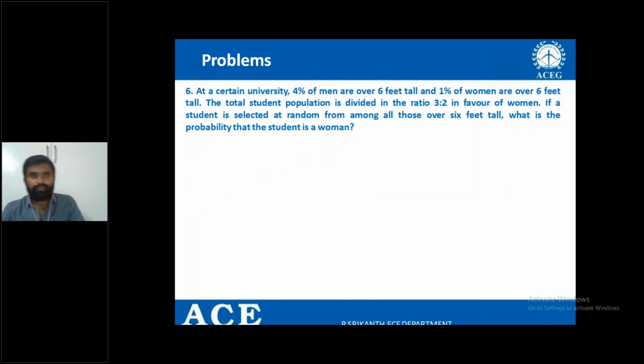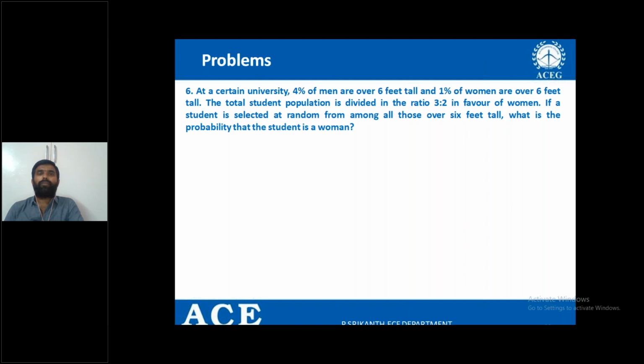Simple example. At a certain university, 4% of men are over 6 feet tall and 1% of women are over 6 feet tall. 4% of men, in the sense that out of 100, 4 are 6 feet tall, and 1% of women, in the sense that out of 100, 1 woman is 6 feet tall.